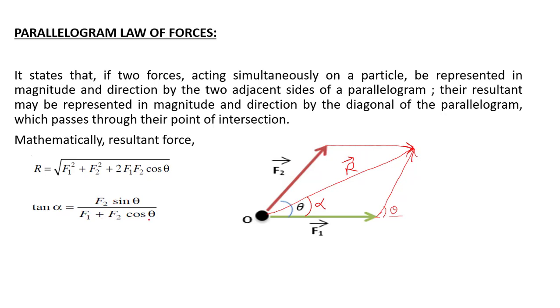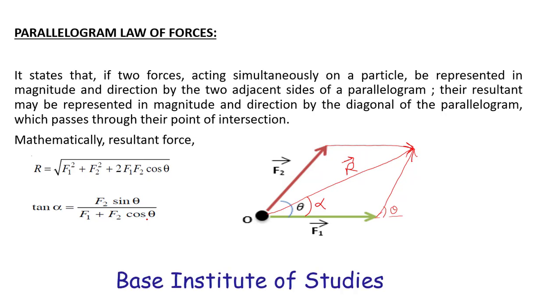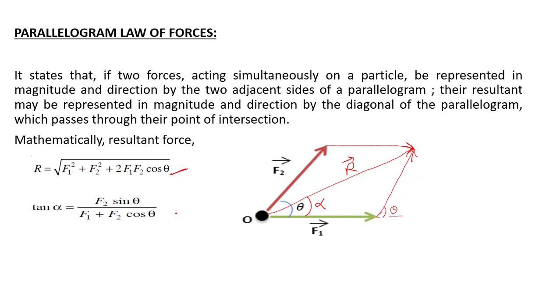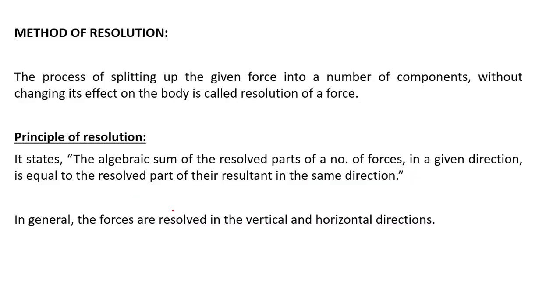the magnitude of this angle alpha is given by tan alpha is equal to F2 sin theta divided by F1 plus F2 cos theta. So whenever we have two forces acting on a particle simultaneously, the magnitude of the resultant force can be calculated by using this formula, and the angle it makes with the horizontal can be calculated by this formula. This law is only applicable if the number of forces is 2 in a force system. If the number of forces exceeds 2, then we will go for the method of resolution.